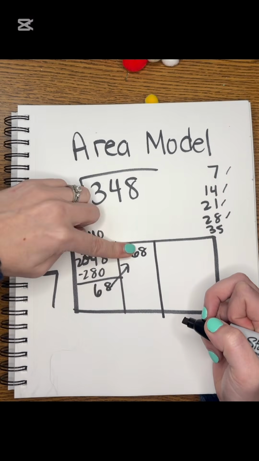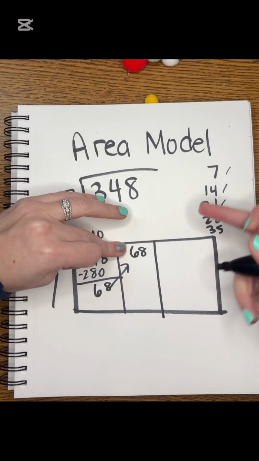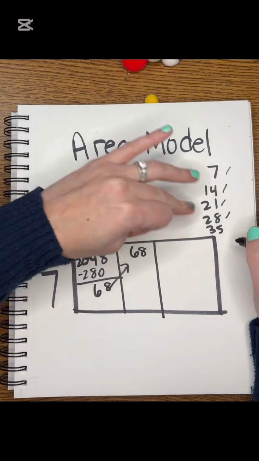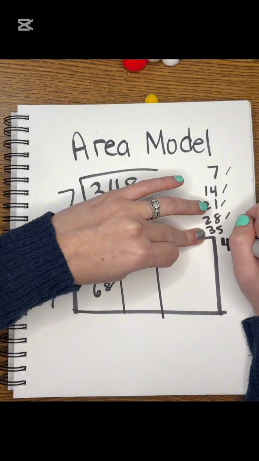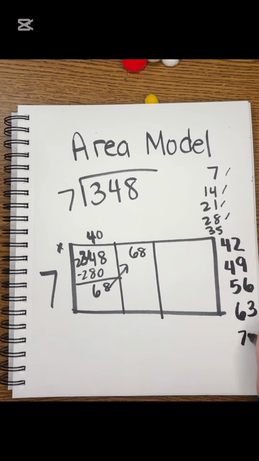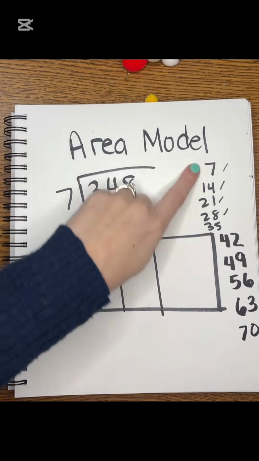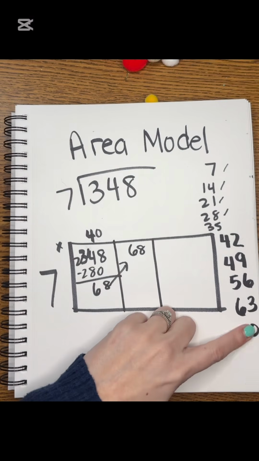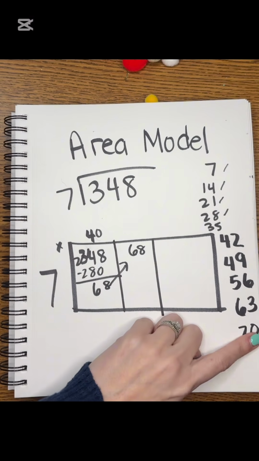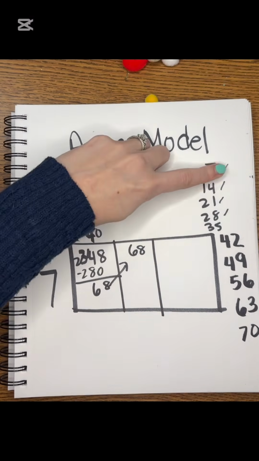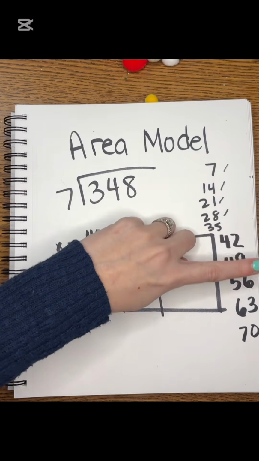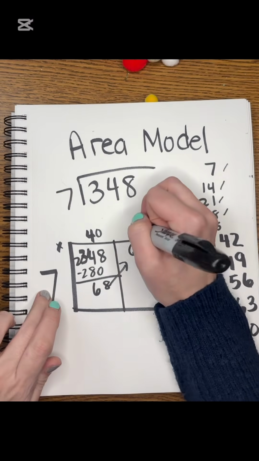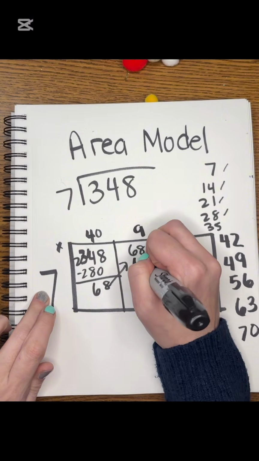So 7 cannot go into 6. We're looking into 7 into 68. We need to continue counting. So 35, 70 is too big. And you only ever need to count up 9 times anyways. You're not ever going to use a 10, but 70 is too big. So we are going to use 1, 2, 3, 4, 5, 6, 7, 8, 9. 7 times 9 is 63.